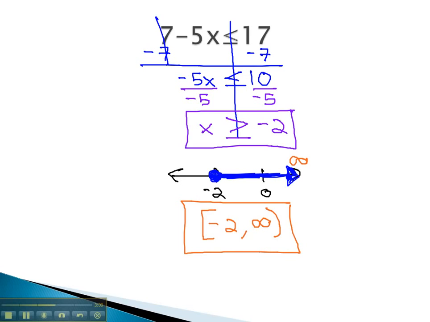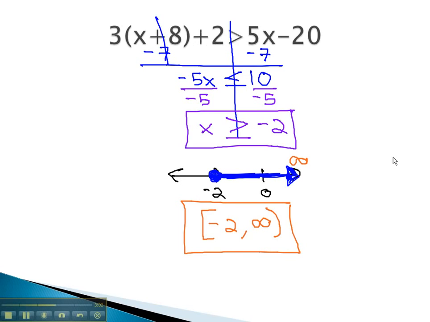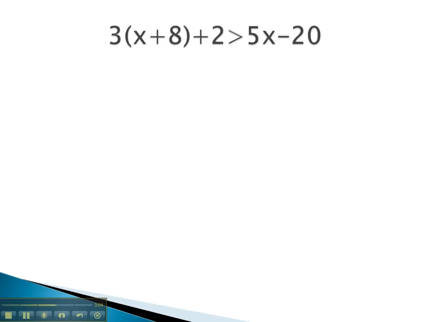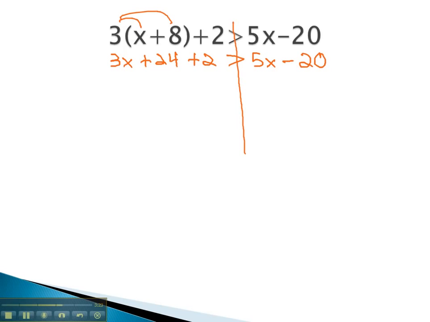Let's try another equation and see how it solves. This equation, being slightly more involved, will need us to simplify first by distributing the 3 through the parentheses. This will give us 3x plus 24 plus 2 is greater than 5x minus 20. After distributing, we can combine like terms on the left side, giving us 3x plus 26 is greater than 5x minus 20.